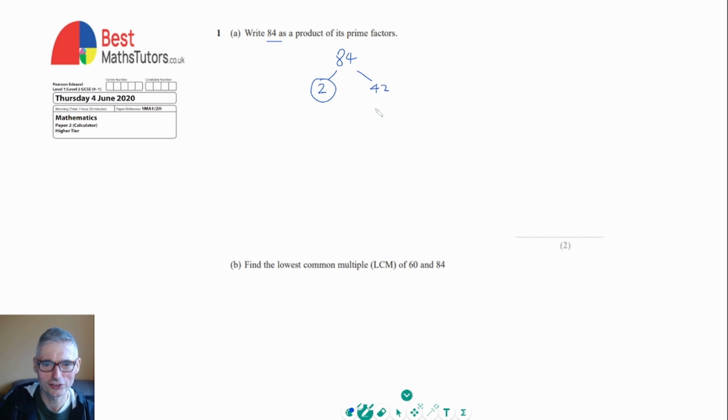Now we're going to turn our attention to the 42, and we can see that 42 can be made up from 2 and 21. So again, I can circle the 2 there, and we're going to now look at the 21. The 21 can be made up from 3 and 7, and they are both prime numbers. So we can say then that 84 is equal to 2 times 2, so we just take all these numbers and multiply them together, times 3 times 7.